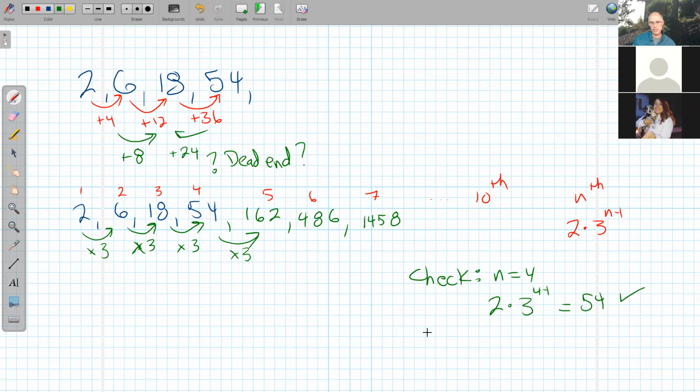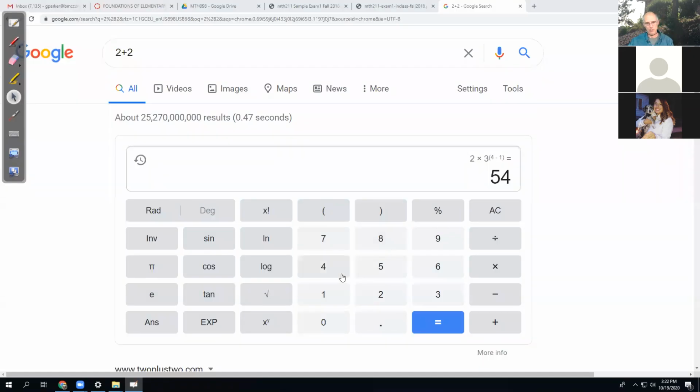So now I can find the 10th one by just plugging in 10. So it's going to be the result of 2 times 3 to the 9th power. 10 minus 1 is 9. That one I feel safe in my head. 2 times 3 to the power 9. 10th term should be 39,366.